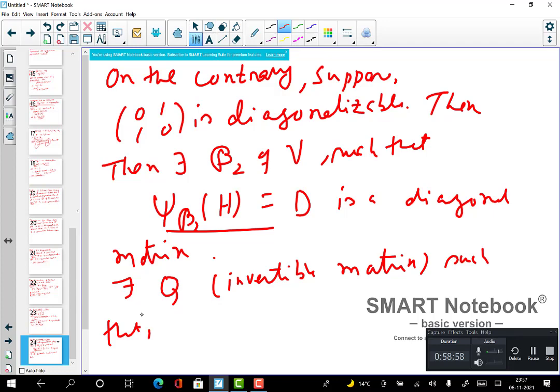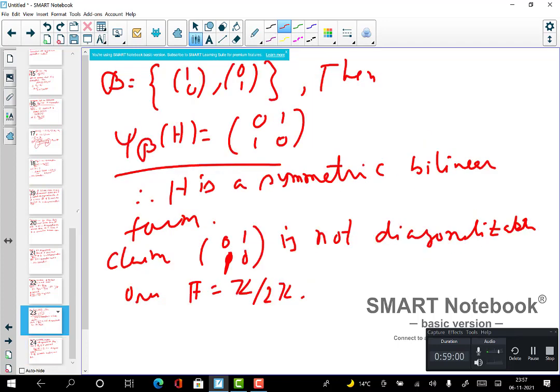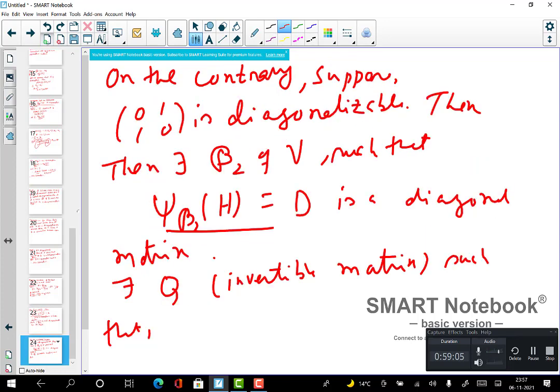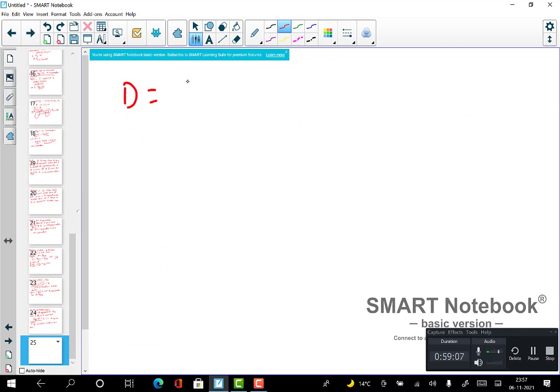what happens? So let me write down the name here. So maybe this is my matrix A, and so D has to be equal to Q transpose A Q, right? Because A and D are coming from the same bilinear form but two different bases, so they are congruent, right?